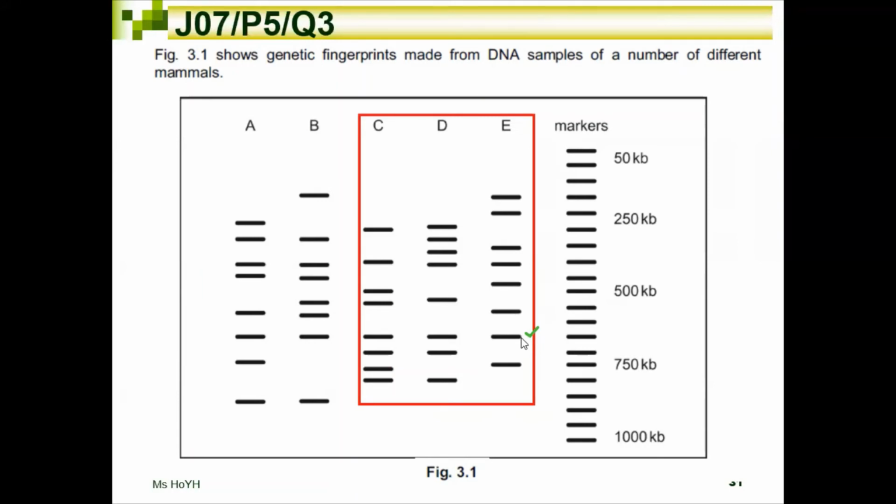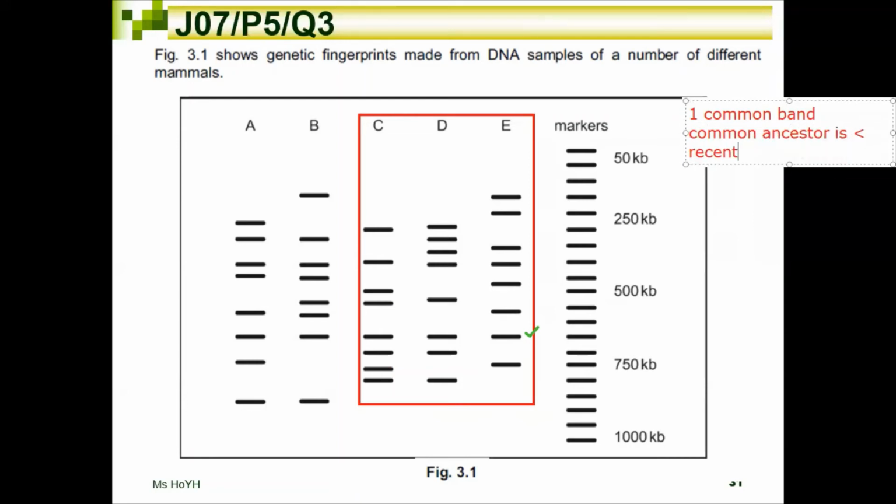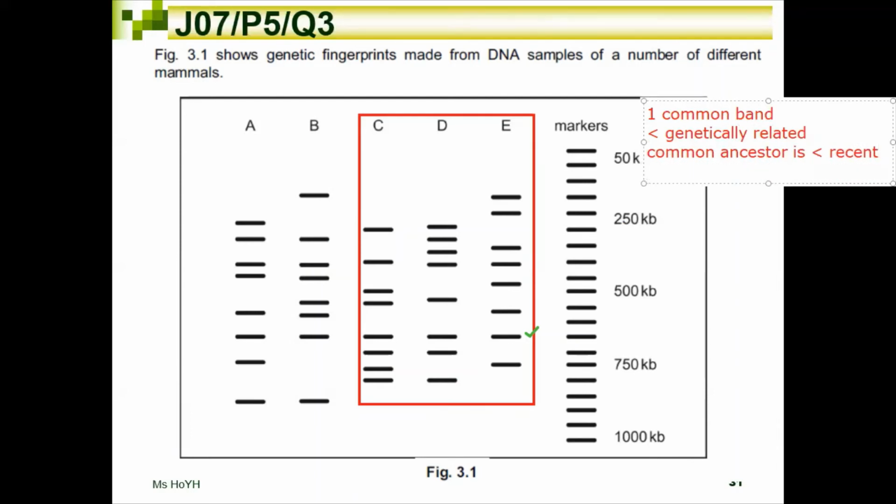So the common ancestor is less recent, isn't it? They only got 1 common band. That means they are less genetically related. So the common ancestor is less recent. That means they are subjected to longer time of divergence. Correct? That's why they are more different. Okay, so this is C, D, and E.